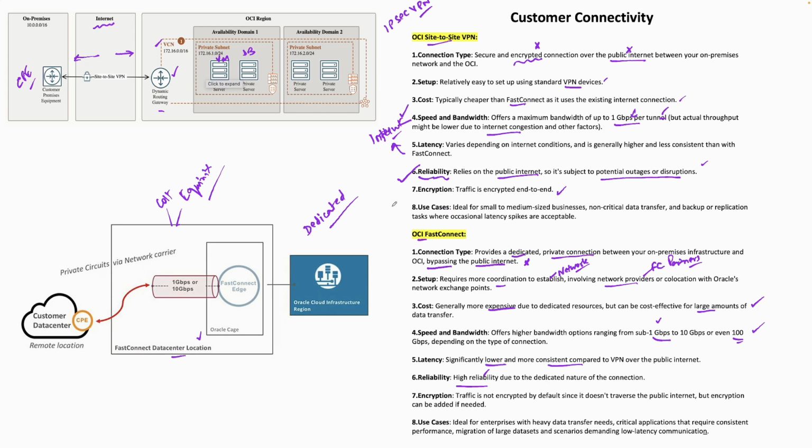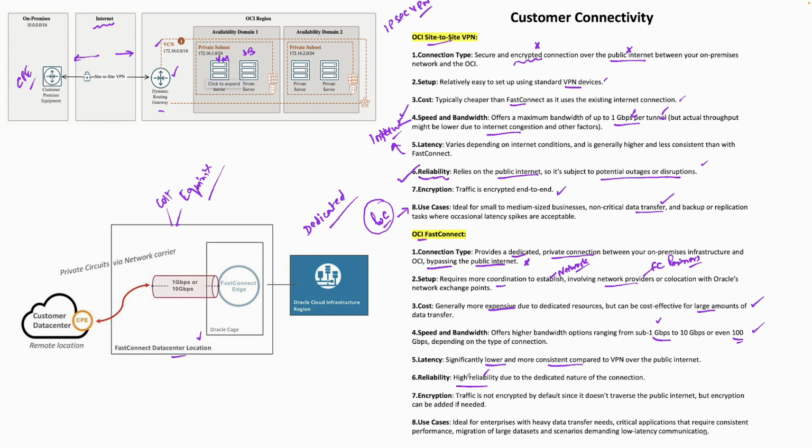And what are the use cases? Normally, people start with POCs, right? So if you're doing a POC, you would do it on a site-to-site VPN, and later on you'll transition to Fastconnect, right? Or if you're a small company and can't afford much on the Fastconnect side, you could go with a site-to-site VPN. So it's ideal for small to medium-sized businesses and non-critical data transfer, where you're not too concerned about your PII, right? Even if it is via public internet, encrypted, you are okay. Even if some hacker comes in, you are fine, right? Because it's non-critical to you. And for backup or replication tasks where occasional latency spikes are acceptable.